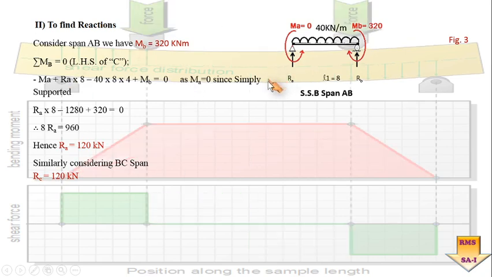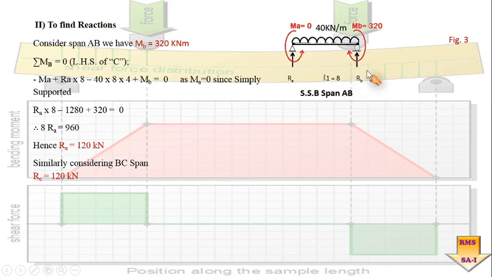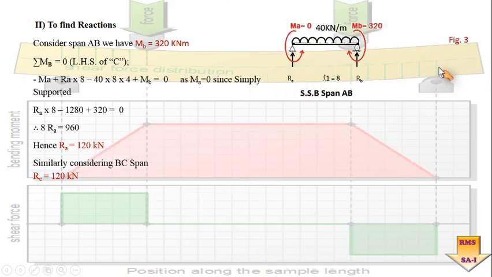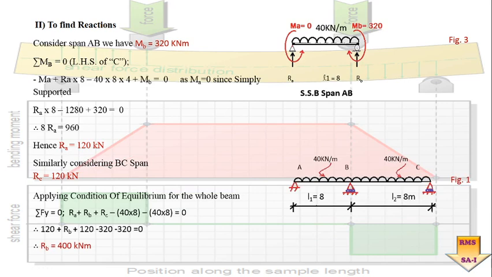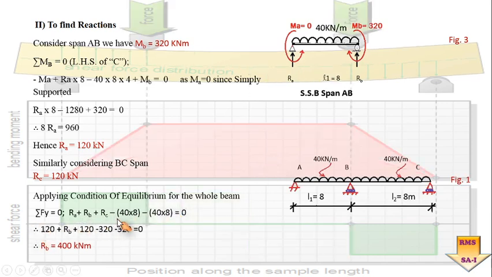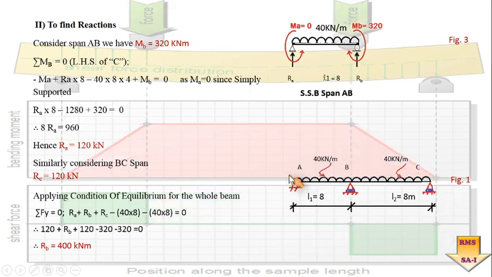Now after finding out the extreme support reactions RA and RC, still one unknown is remaining, that is RB. Already MA, MB and MC are worked out. We know RA as well as RC. Now only RB is remaining. The only simple thing which we can do in this case is to apply another condition of equilibrium, that is sigma Fy is equal to 0. So here RA plus RB plus RC minus 40 into 8 is equal to 0.